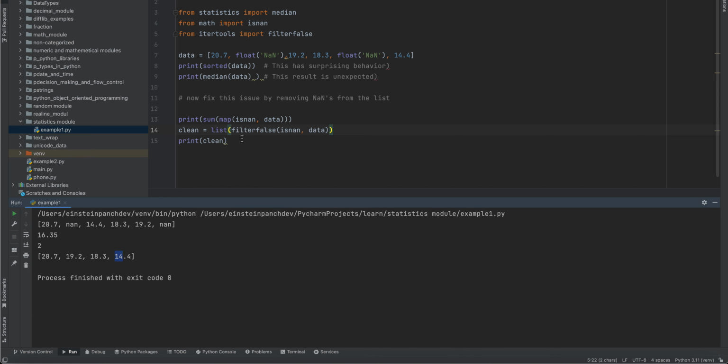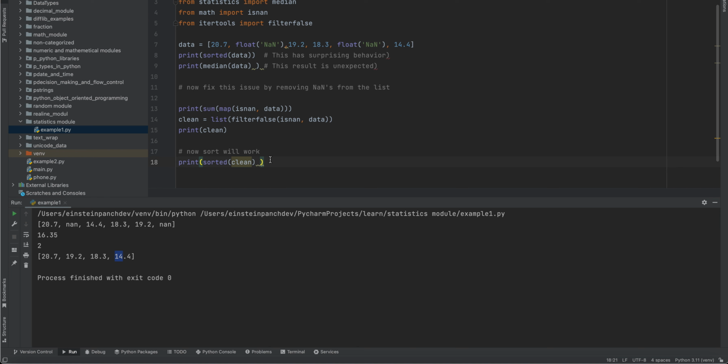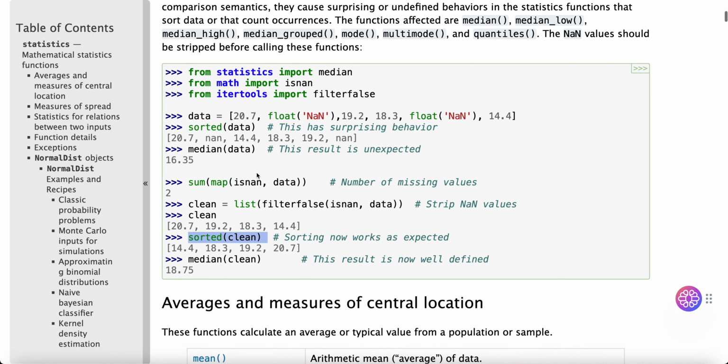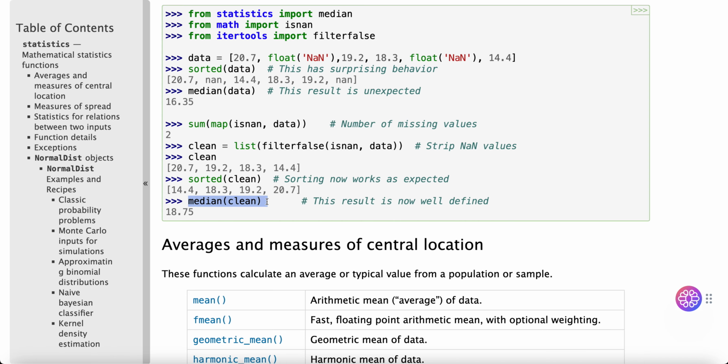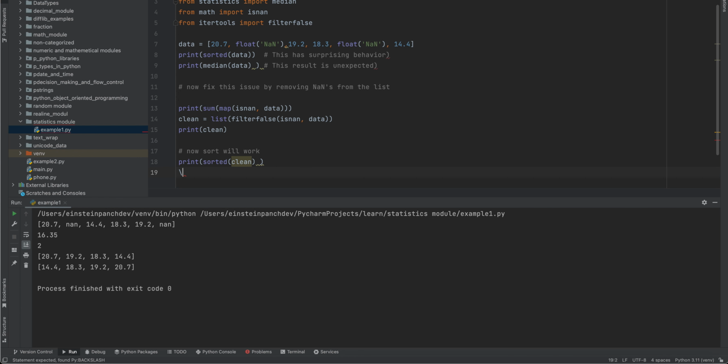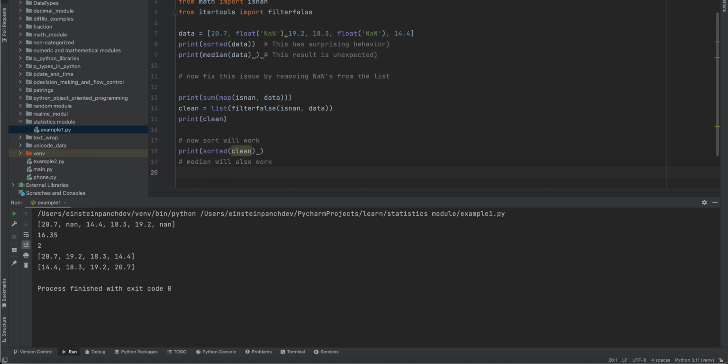Now this will also work. Now sort will work. Print sorted clean. This is now working as expected, and median will be now working as well. Median will also work. Print median, 18.75.